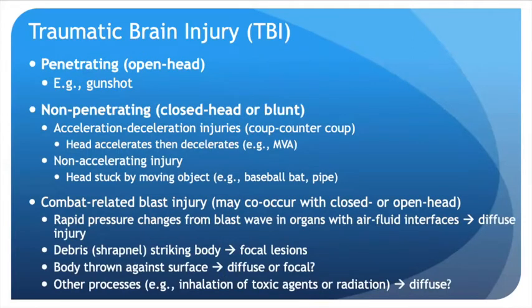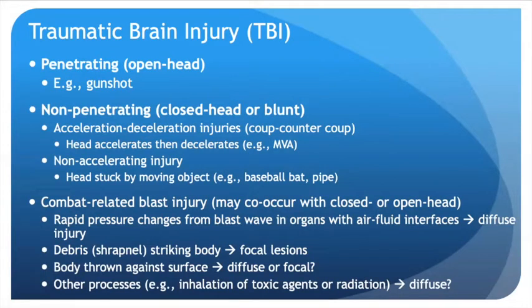There are two main types, well, technically three. There's the penetrating or open head variety, for example, a gunshot wound, and the non-penetrating or closed head or blunt variety, which has two subtypes. Either acceleration-deceleration injuries, also referred to as coup-countercoup injuries, where the head accelerates and then quickly decelerates, such as in a motor vehicle accident. And then there's also non-accelerating injury, which can be caused by the head being struck by some moving object, a baseball bat or a pipe, for example, in a violent attack.